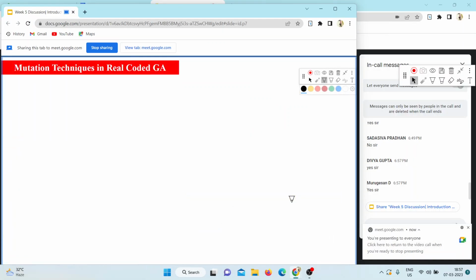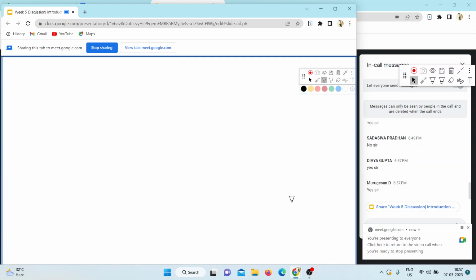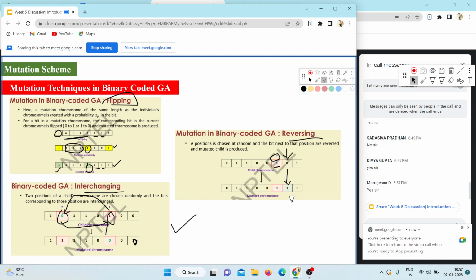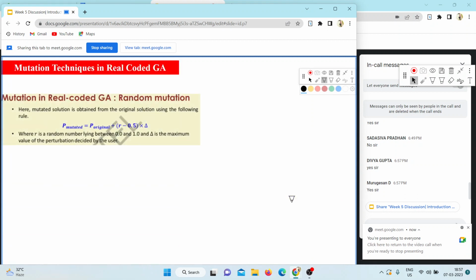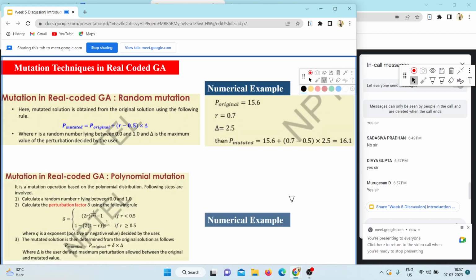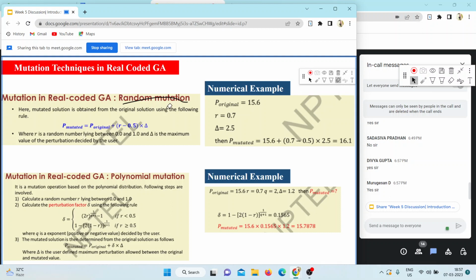So next is mutation technique in real coded GA. Now we have learned a mutation technique in binary coded GA. There are also mutation techniques in real coded GA. So there are basically 2 mutation techniques: one is random mutation and another one is polynomial mutation. So random mutation, how will you find the mutated bit?